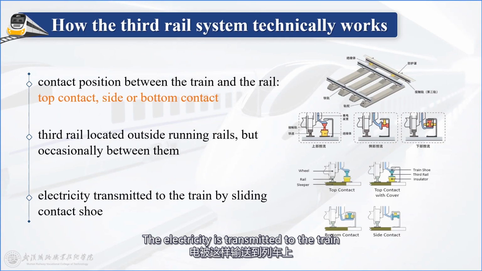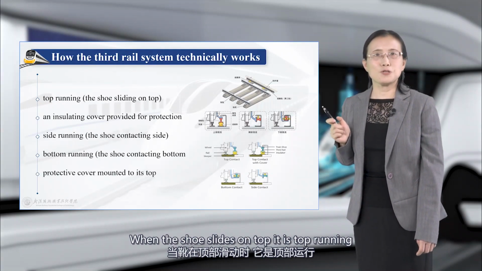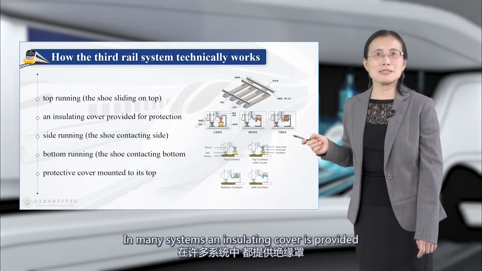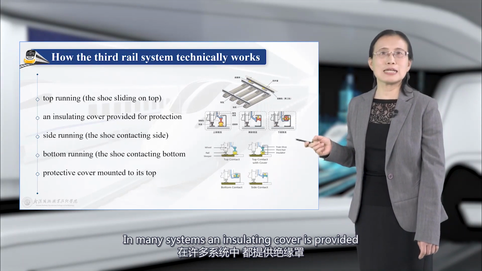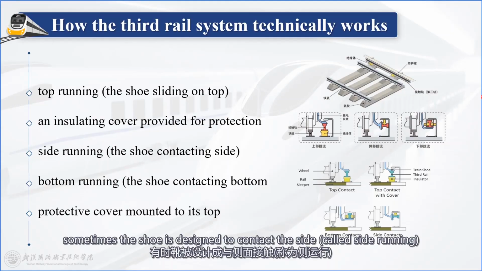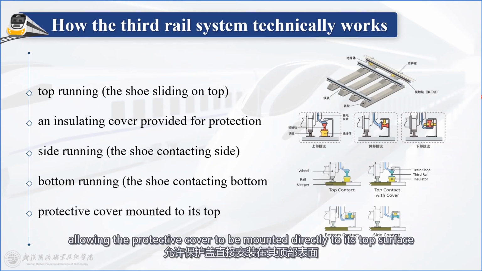The electricity is transmitted to the train by means of a sliding contact shoe. When the shoe slides on top, it is top running. In many systems, an insulating cover is provided above the third rail for protection. Sometimes the shoe is designed to contact the side, called side running, or bottom, called bottom running, of the third rail, allowing the protective cover to be mounted directly to its top surface.